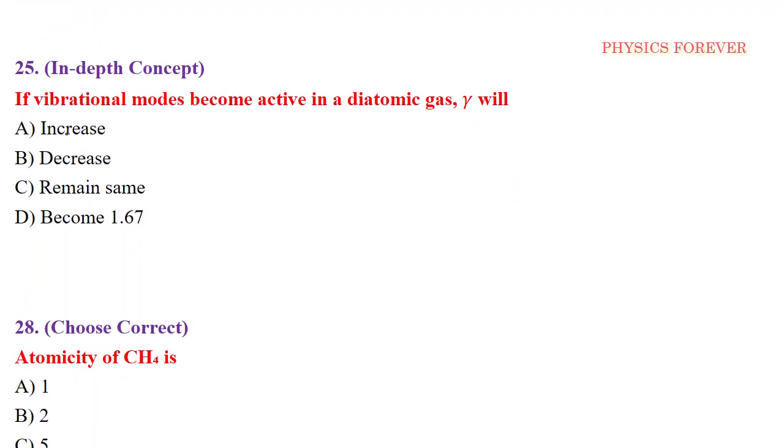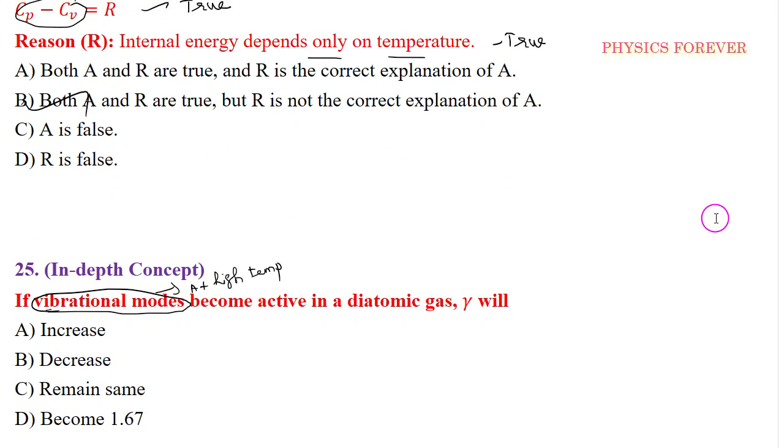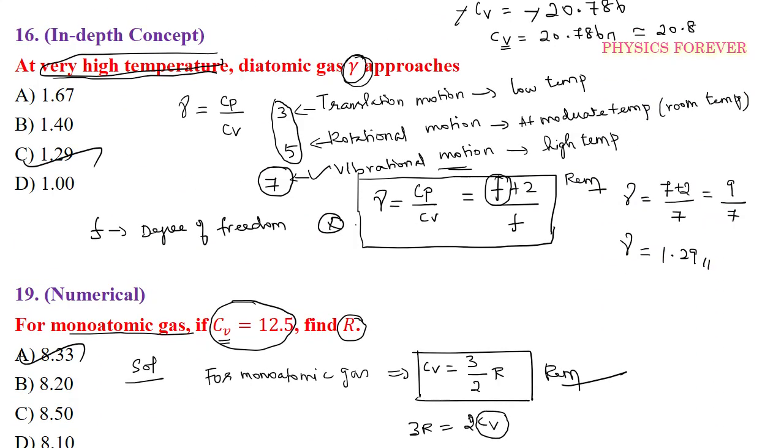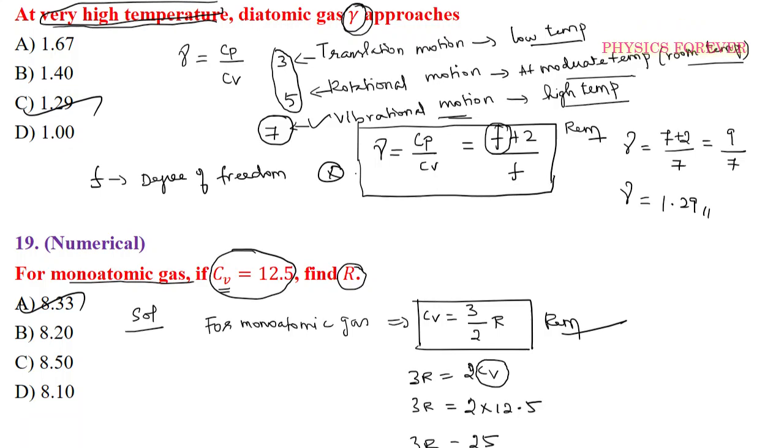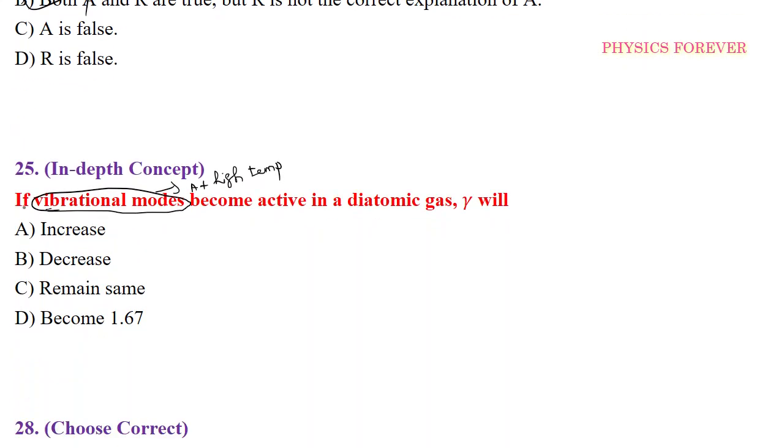So next one, that is concept based. When does the vibrational mode become active? Yes, at high temperature. We already discussed that. Translation motion at low temperature, then rotational motion at moderate temperature, room temperature, then vibration motion only at high temperature. You have to remember vibration mode only at high temperature.